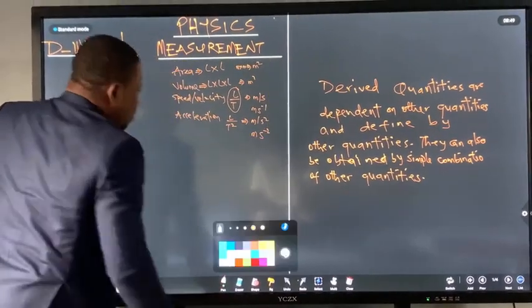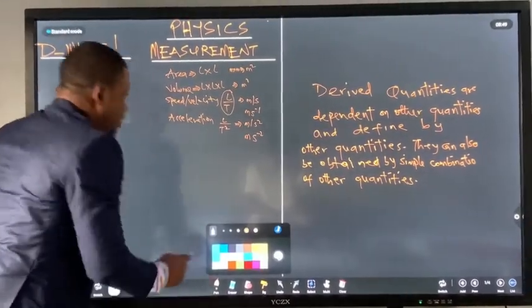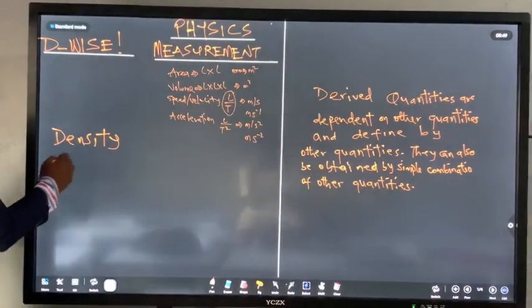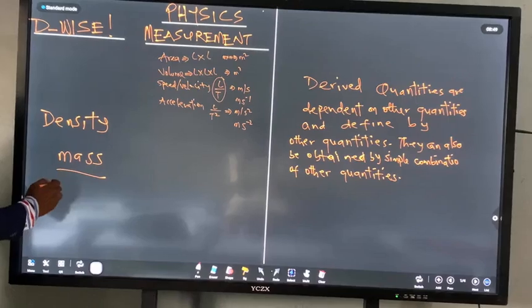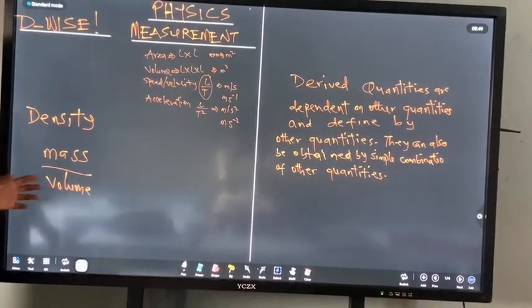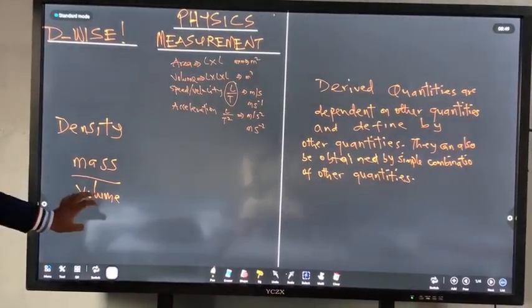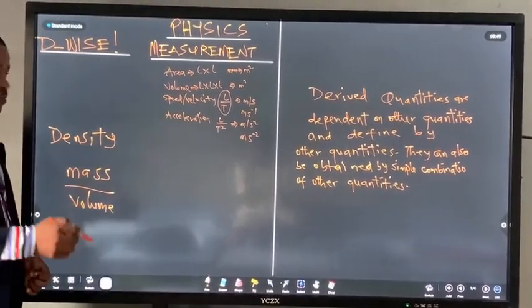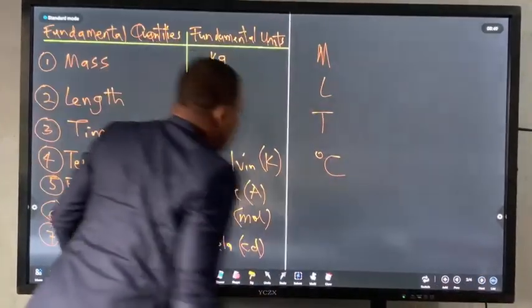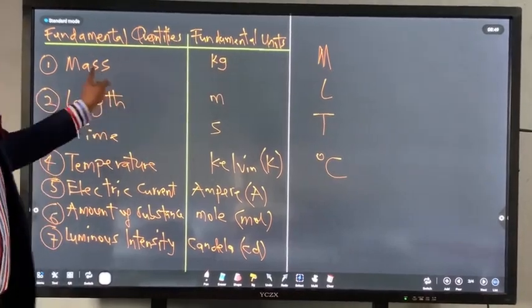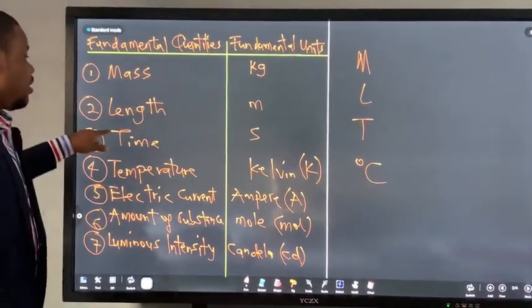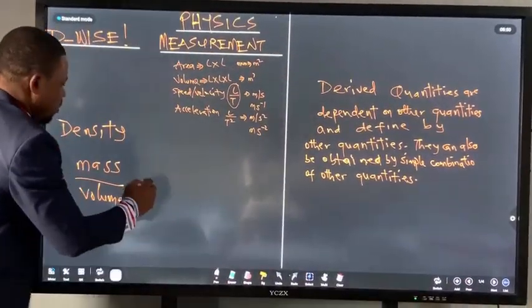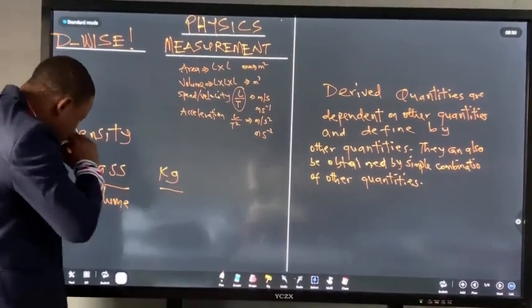Okay. Then if I go further, I could be doing something like density. Density is given as mass divided by volume, or mass per unit volume. Mass over volume, that is density. So what is the mass? Mass already says kilogram, if you remember. From fundamental quantities, the unit of mass is kilogram. The unit of length is meter. And the unit of time is second. So let's go back.